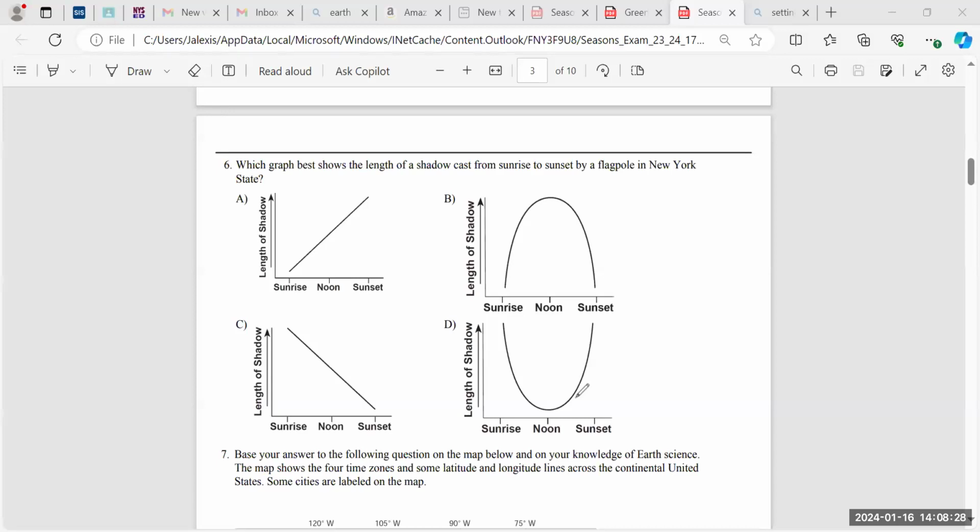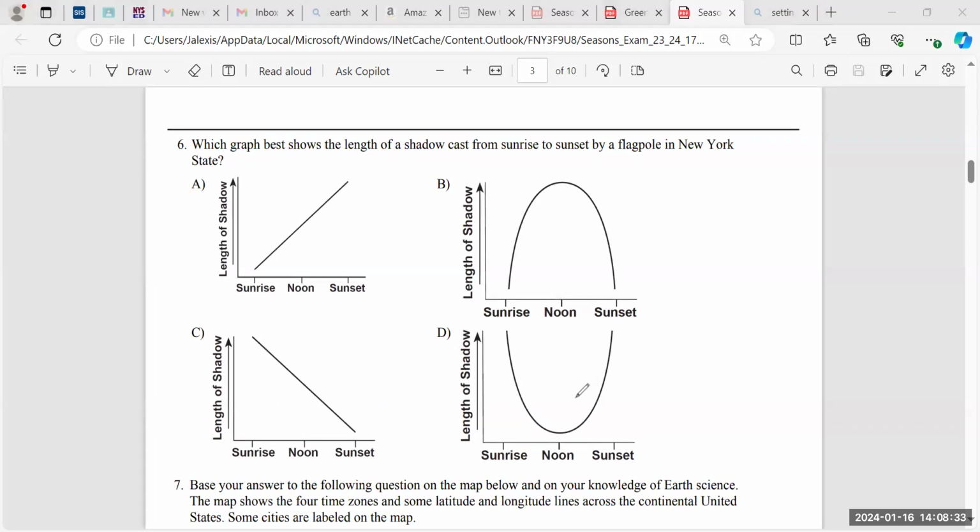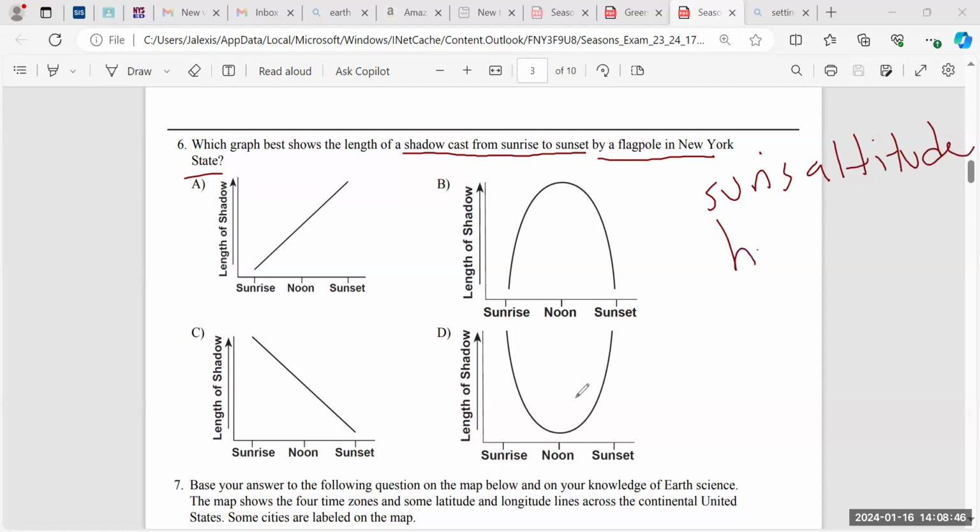Number 6. Number 6 says, which graph best shows the length of a shadow cast from sunrise to sunset by a flagpole in New York State? Here's what we know. When the sun's altitude is high, the shadow is small. When the sun's altitude is low, the shadow is very large.